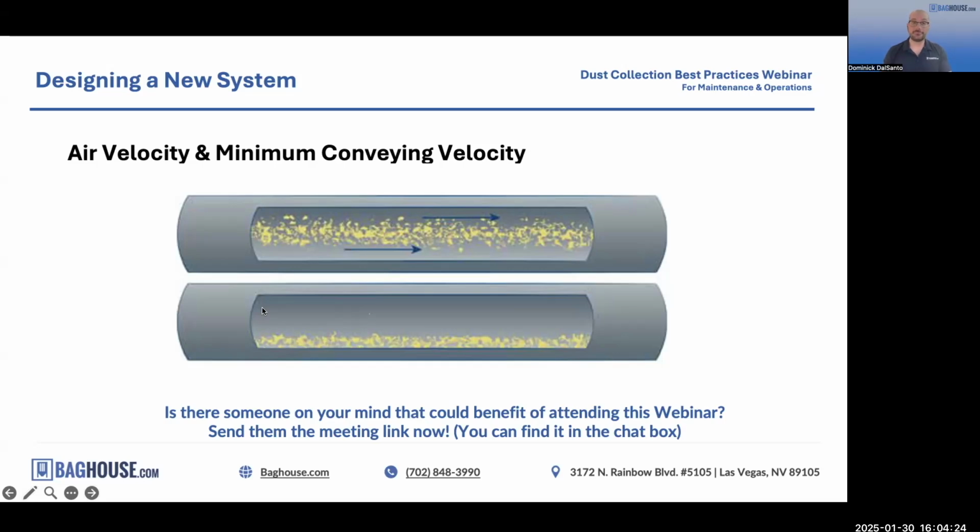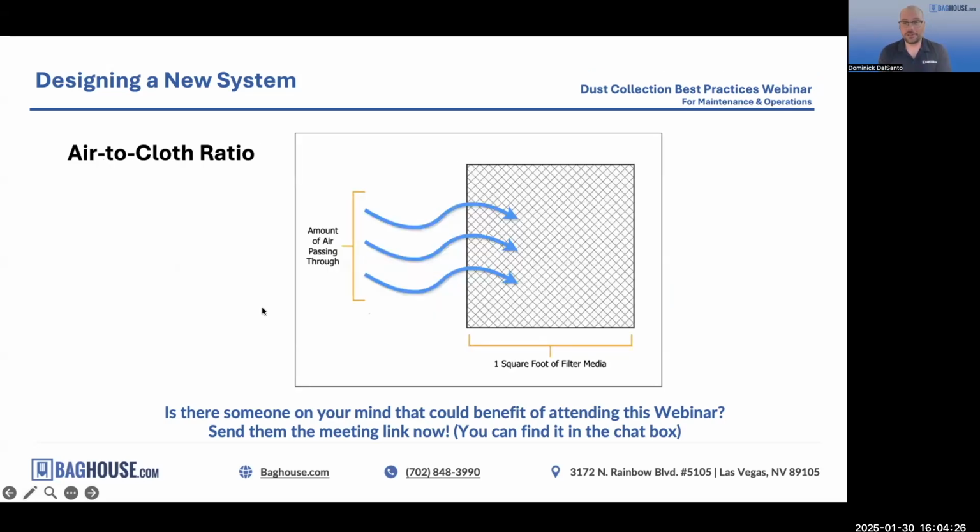Okay, let's go to the next slide. Now here's a fun one: air to cloth ratio. This is our shorthand in the industry for sizing the baghouse. Many people will ask us, I need a 10,000 CFM baghouse. Or you might even see it listed a lot of times for used equipment. People will list it and say, this is a 10,000 CFM baghouse.